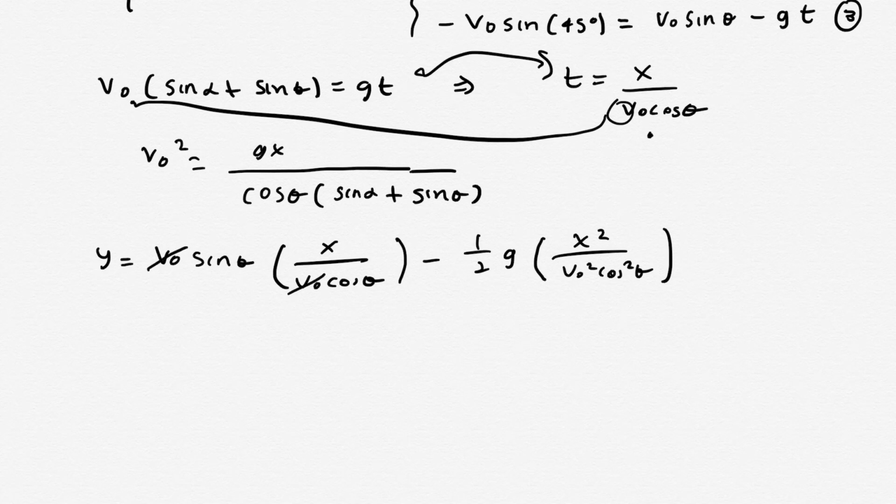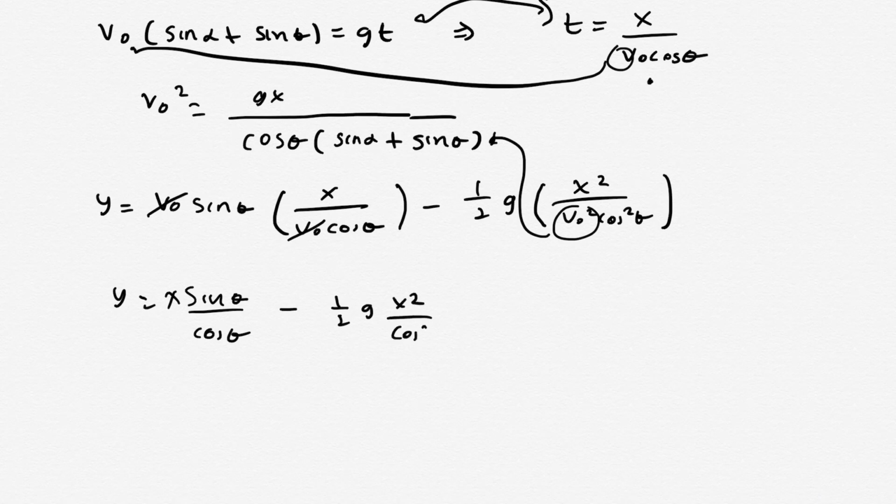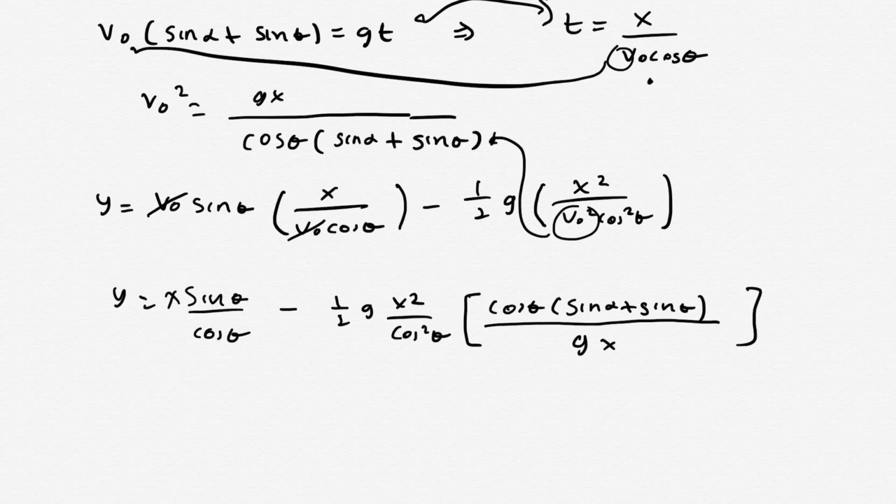We can simplify here, and maybe this v sub 0 squared we can substitute by using this one here. Let us try that. So we're gonna have sine divided by cosine times x minus 1/2 g x squared divided by cosine squared times cosine theta sine alpha plus sine theta divided by gx. So this one can cancel here, and this one here, and this one here too.